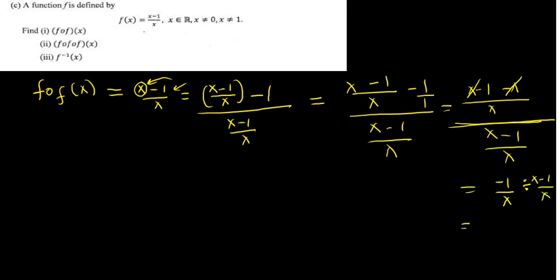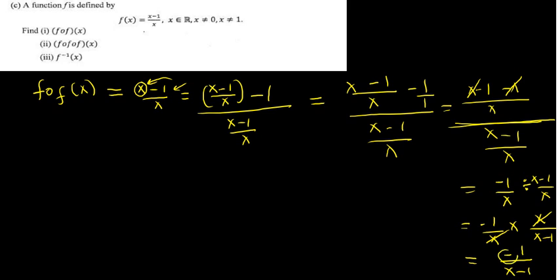And then I can also write this as negative 1 over x. It changes to multiplication, the x goes on top, and the x minus 1 comes down. So this will cancel with this. So that will be negative 1 over x minus 1.